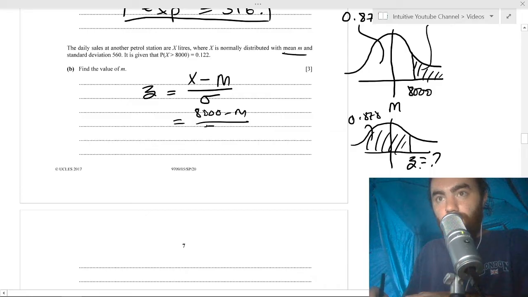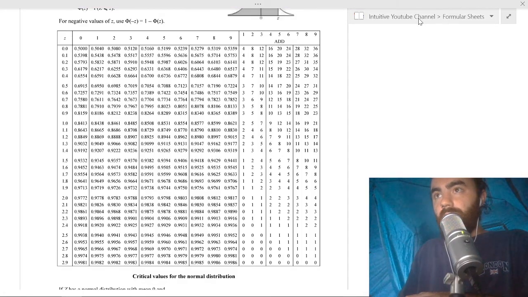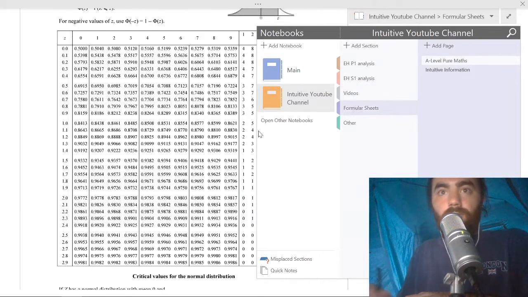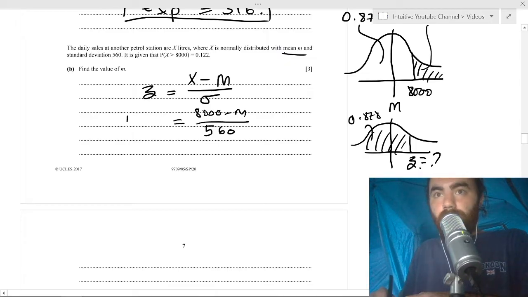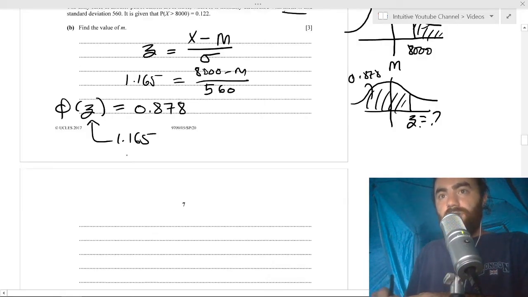So to find that Z value, we have to look on our table. So let's look on our table. What was it, 0.878? I'm pretty sure... 0.878. So we find it, 0.877, so that plus 5, so it's 1.165. So this is 1.165. So that's saying that the Z value we're trying to find this for, 0.878, the Z value is 1.165. That's what we needed. So now we can just solve this equation.